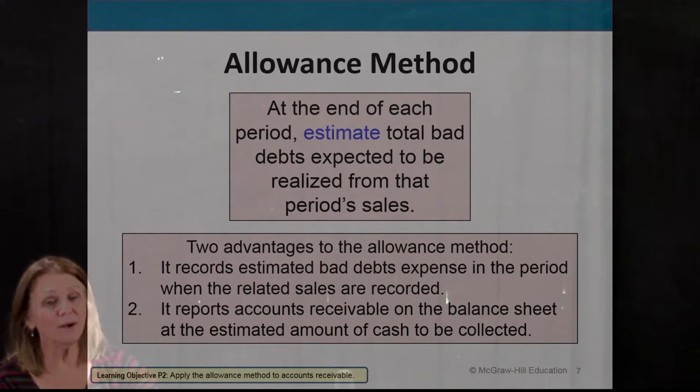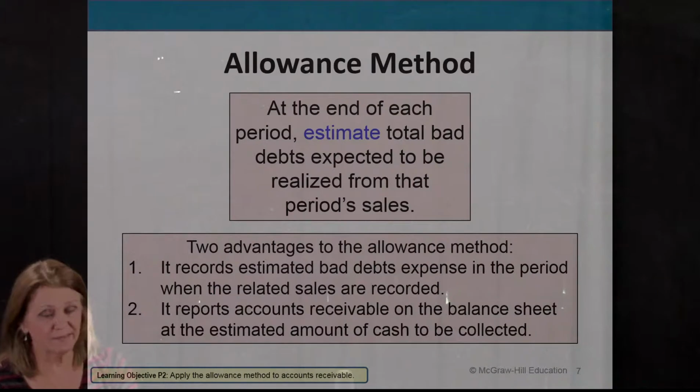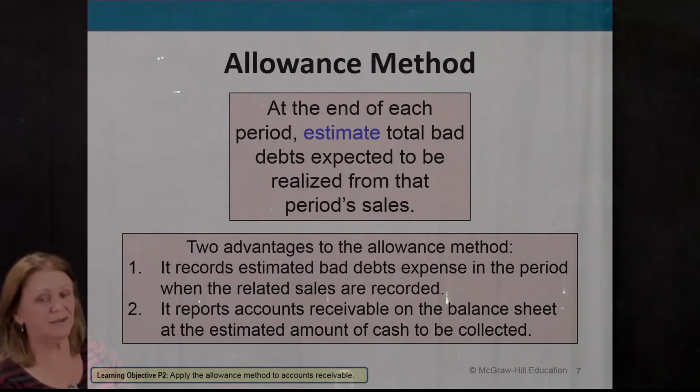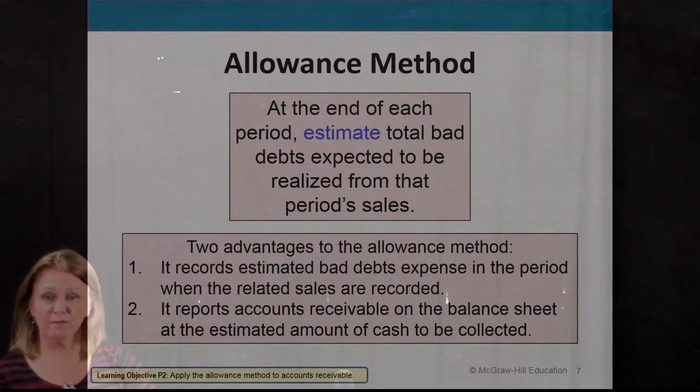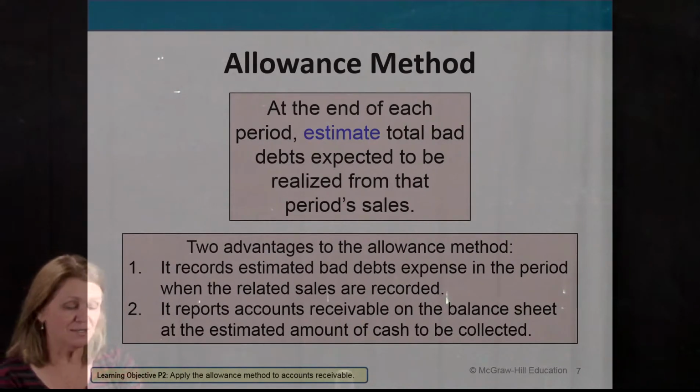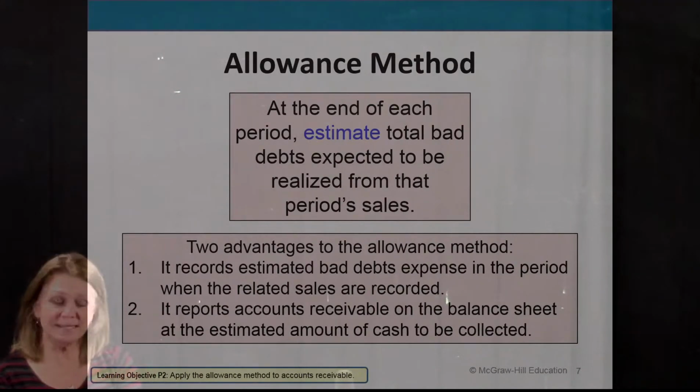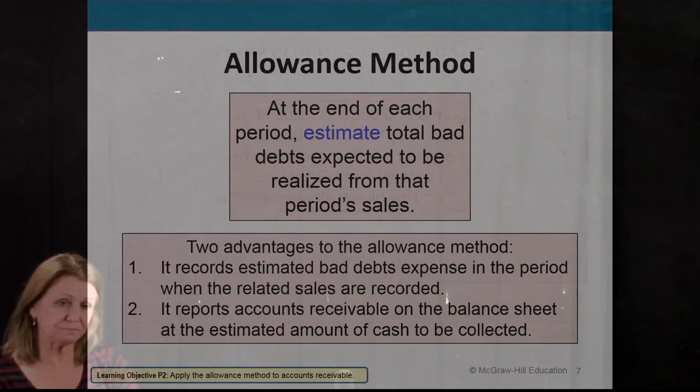So there are three ways we can calculate the allowance method. Once again, we say accounting is black and white, but there are three ways it can be black and white. So we're going to go from the least accurate to the most accurate.